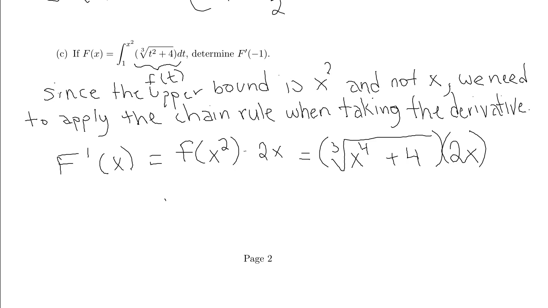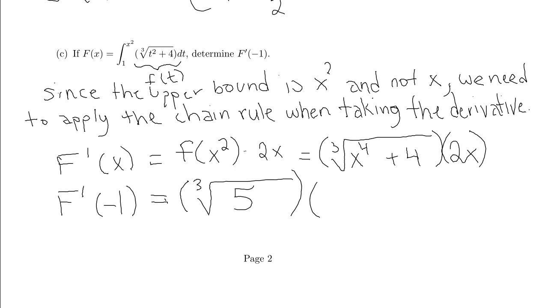So then, if we want to find big F prime of -1, which is what the question is asking for, we're just going to evaluate this at x equals -1. So we're going to have the cube root of -1 to the power of 4, which is 1. So 1 plus 4, which is 5. And then it's going to be multiplied by -2. And so we end up with -2 times the cube root of 5 as our final answer.